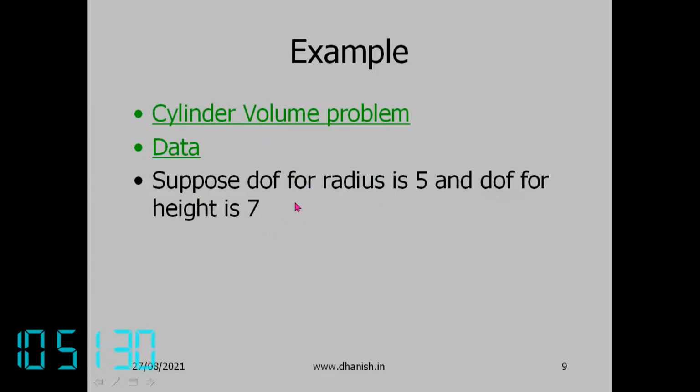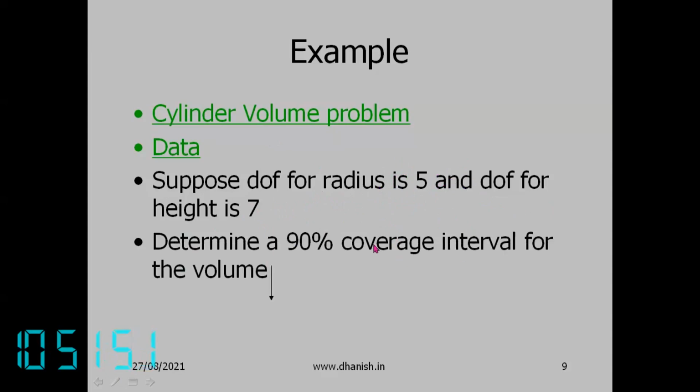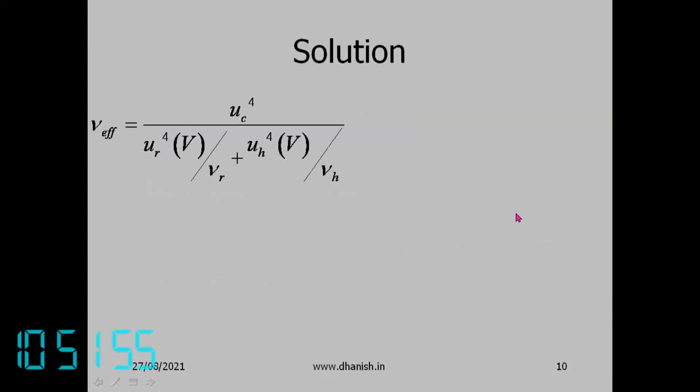The volume depends on both height and radius. Okay, so now it has to be somewhere between 5 and 7. Because of the combined effect, this has some contribution, this has some contribution, the total will be somewhere between 5 and 7. So determine a 90% coverage interval for the volume.